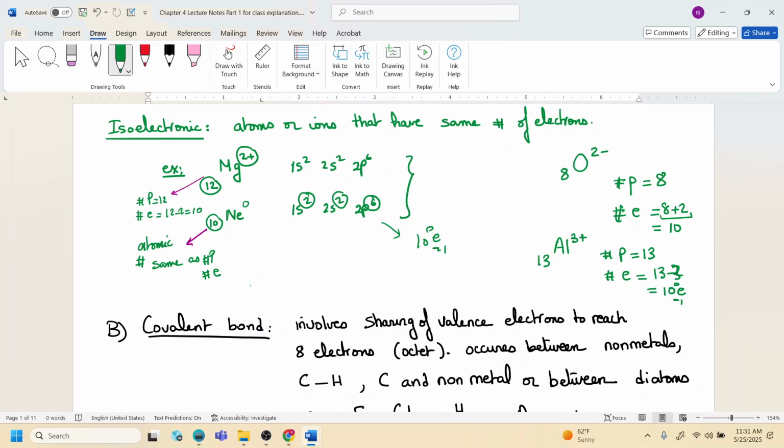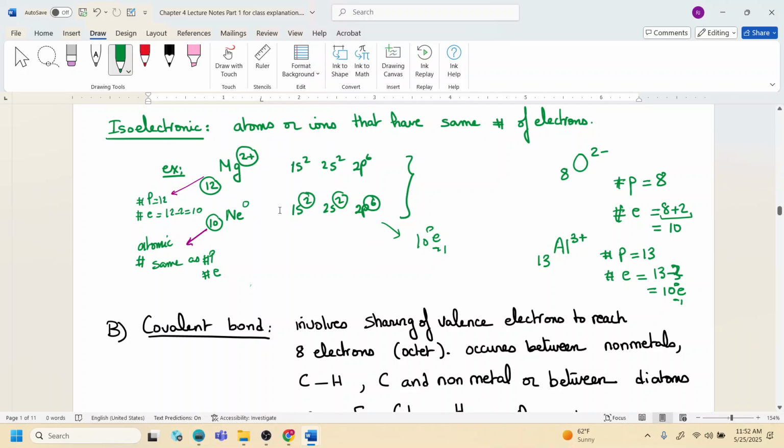Okay? The number of neutrons is going to stay the same. The number of neutrons is equal to the atomic number minus the mass number in absolute value. Number of neutrons is always positive. Okay, so number of neutrons is always positive in there.